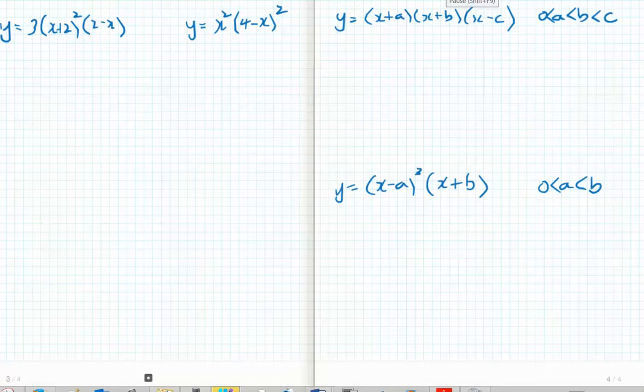This is for Year 11 Methods. It covers the sketching of cubics and quartics, particularly where A's, B's and C's are used. Okay, two examples over here.